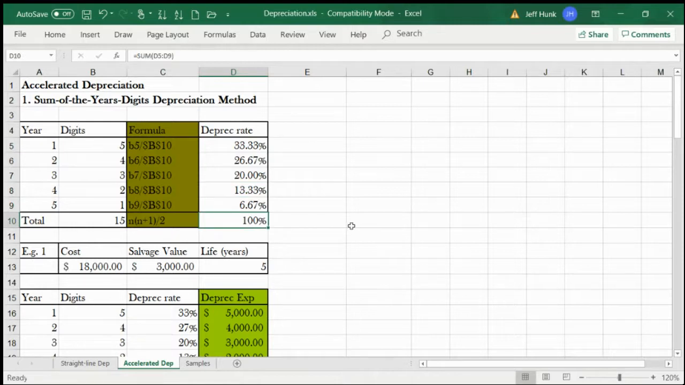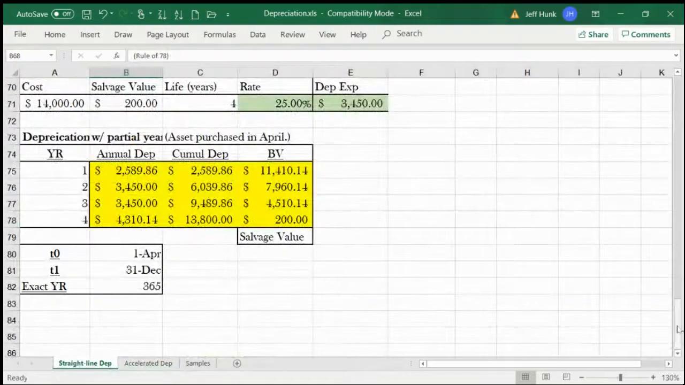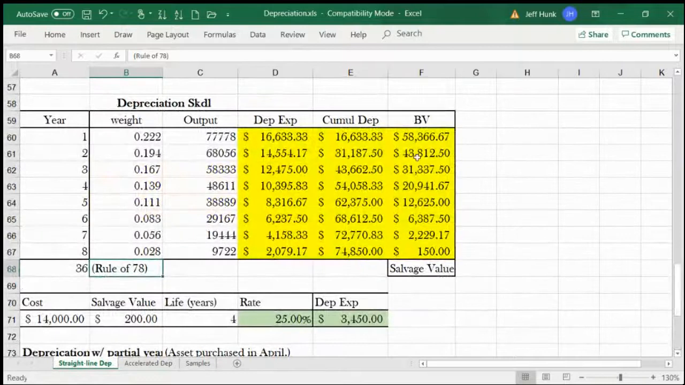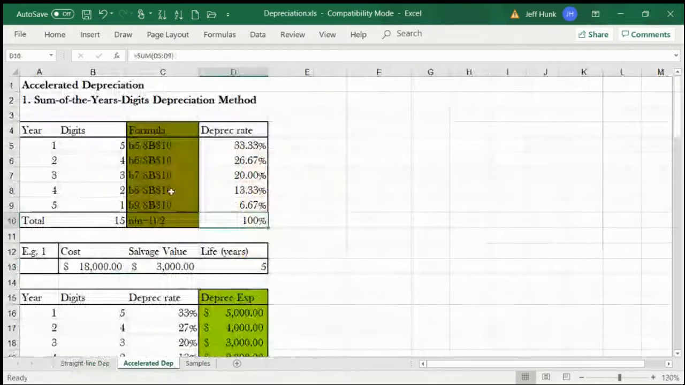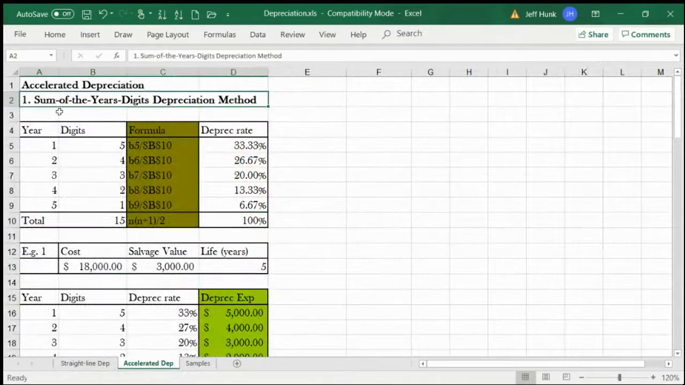But doesn't this look familiar? Where did you see that? You just saw that a while ago in the service life defined in production level. And what was it called? Rule of 78. So is this rule of 78? This is exactly rule of 78, just called by a different name.